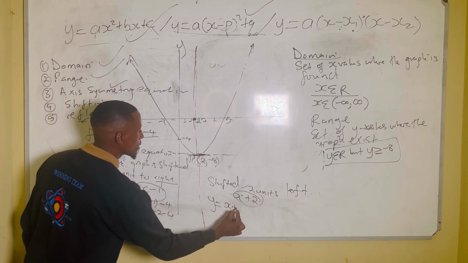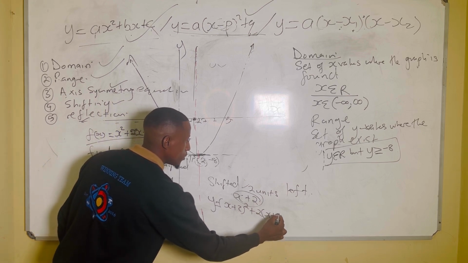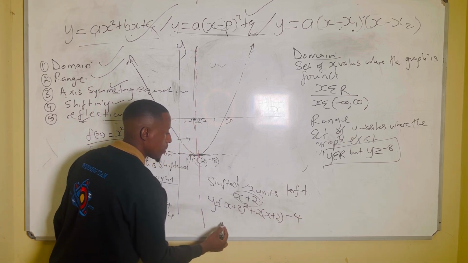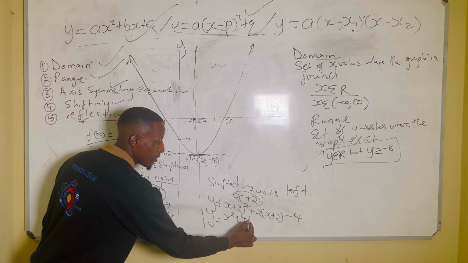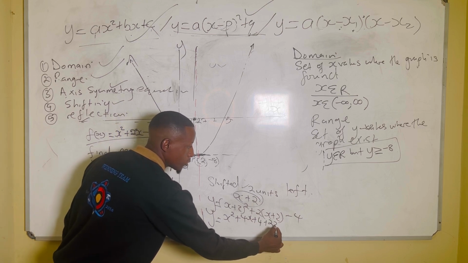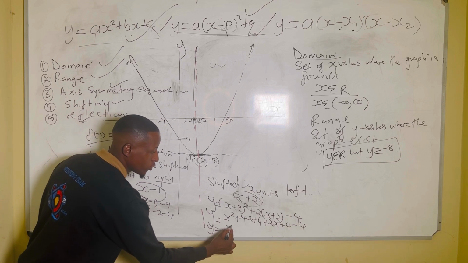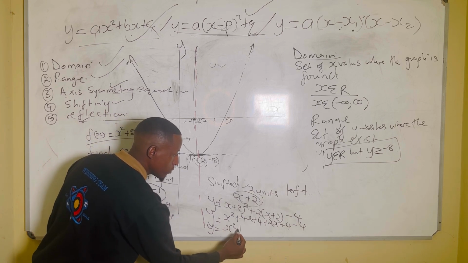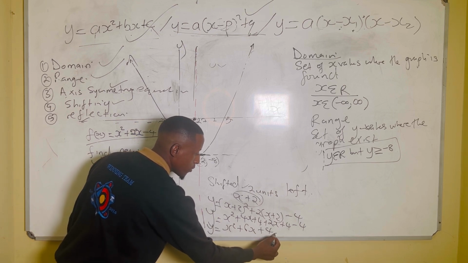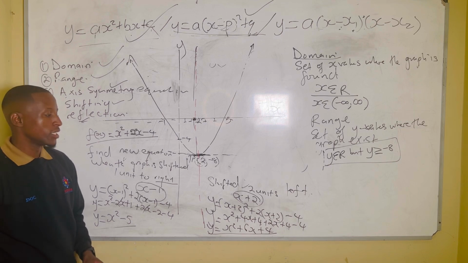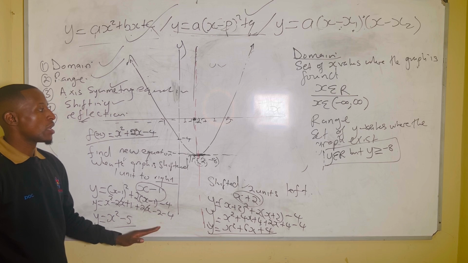If you substitute wherever there is x, what are you going to have? (x plus 2) squared plus 2(x plus 2) minus 4. So you expand, if you use your mathematical skills correctly: x squared plus 4x plus 4, plus 2x plus 4, minus 4. Your final equation is going to be this, and this will give you plus 6x. This is 8 minus 4, it will give you plus 4. This will be your new equation if it is shifted 2 units to the left. So basically that's how shifting works.